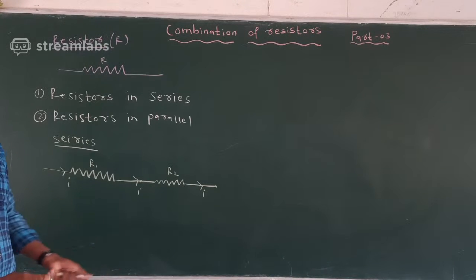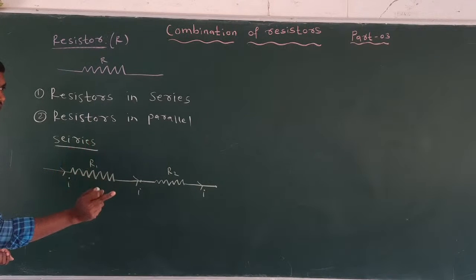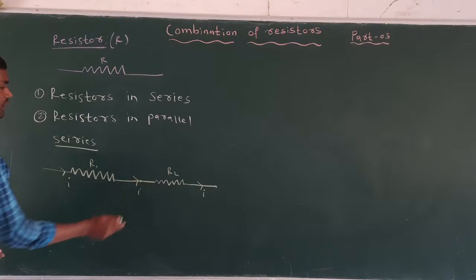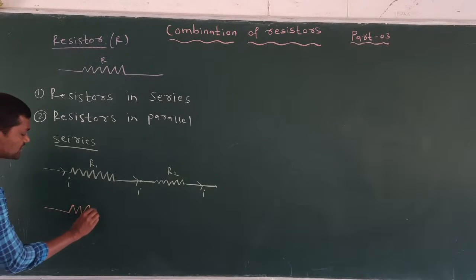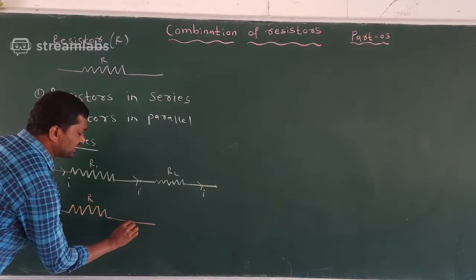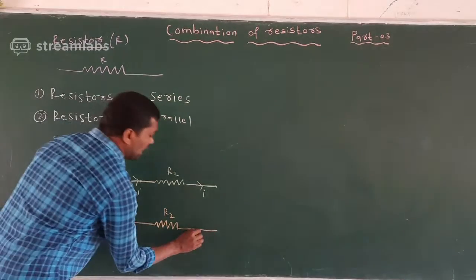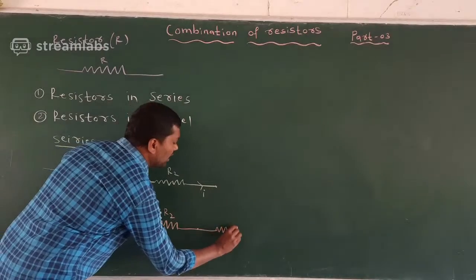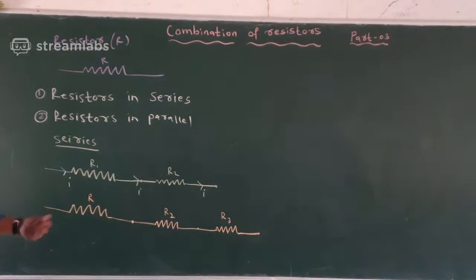Suppose I take three resistors. In the previous combination we took only two resistors, R1 and R2. Now suppose I take two or more, so I will take three resistors and draw the symbol. The first resistor is represented by R1, connected with the R2 resistor, and R2 is connected with the R3 resistor. This is the series combination of resistors.